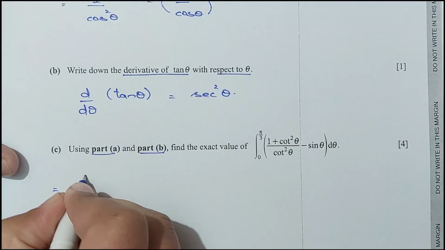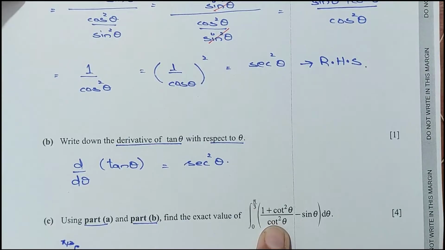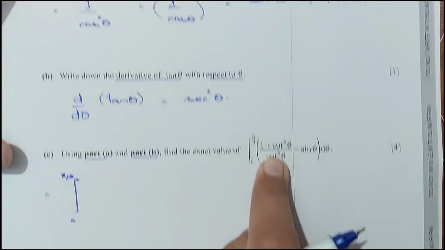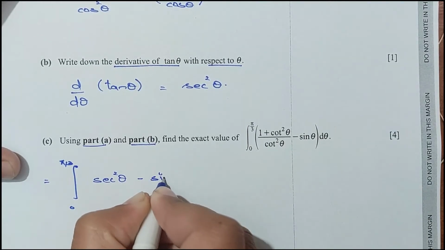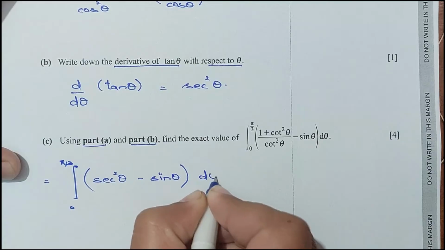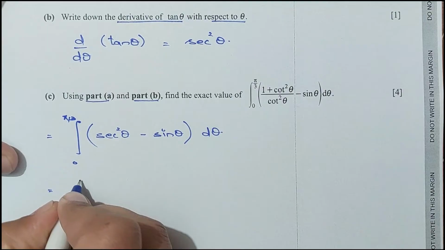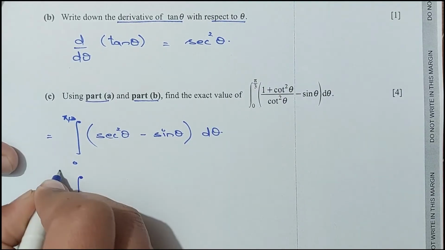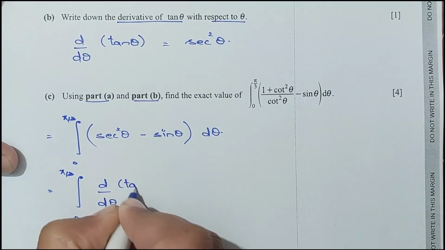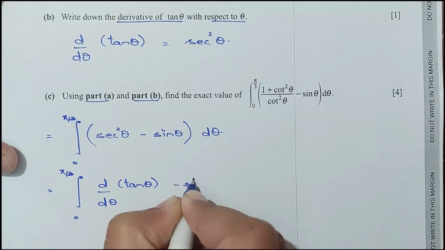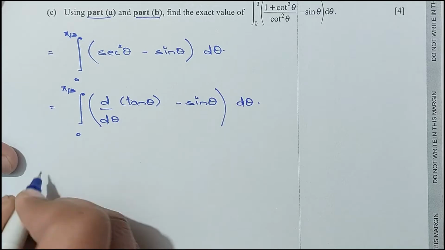All right, let me use part A first. From 0 to pi by 3, we know that 1 plus cot square over cot square, this is secant square, right? Write down secant square theta minus sine theta d theta. And what is secant square? It is the derivative of tan, using part B now. So integral 0 to pi by 3, secant square value is d by d theta of tan theta minus sine theta d theta. All right, split the integral now.